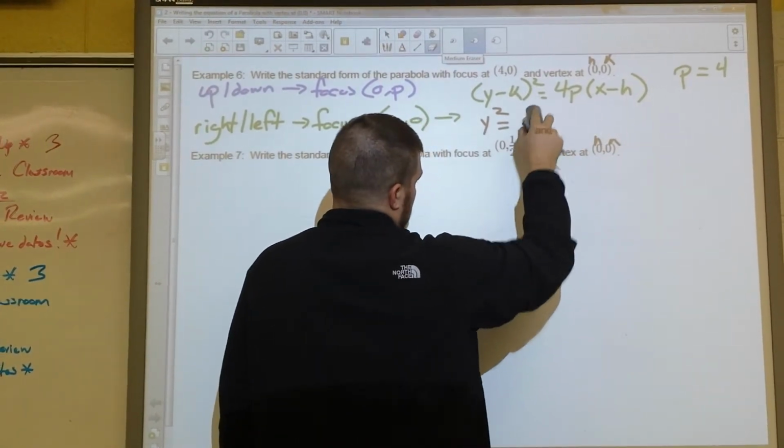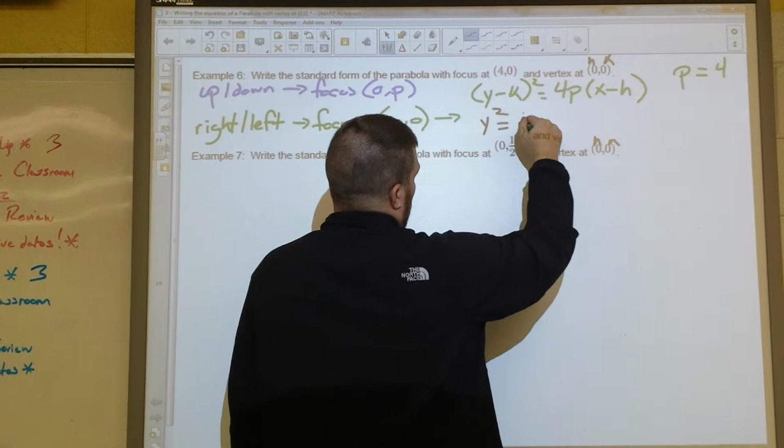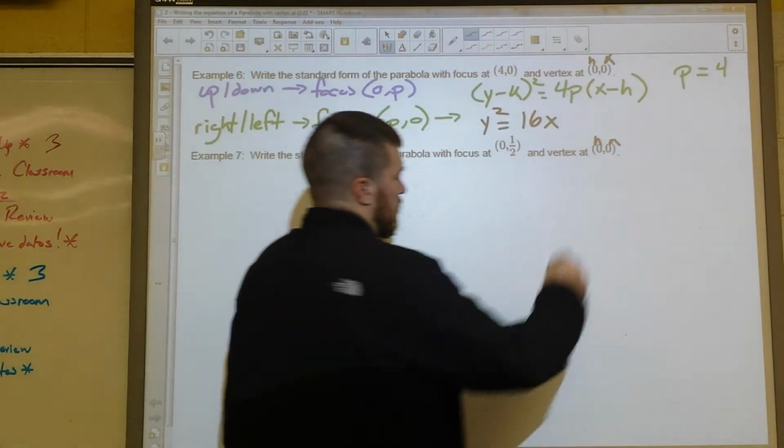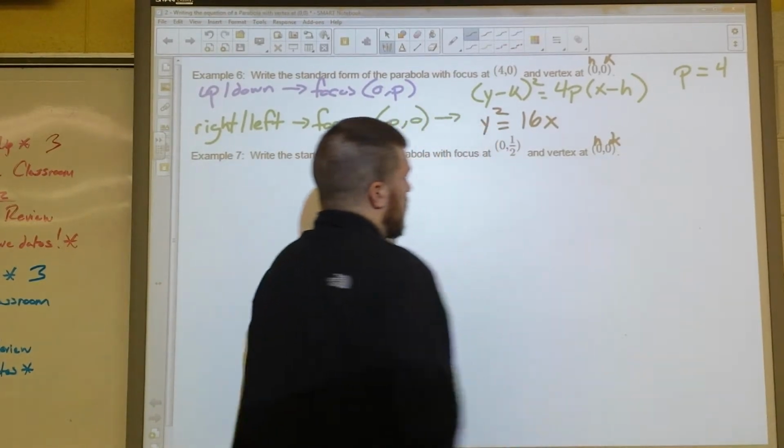And 4 times 4 is 16, so let's go ahead and take care of that. So y squared equals 16x. I just plugged in and cleaned up as much as I could. I erased my k, let me put that back.